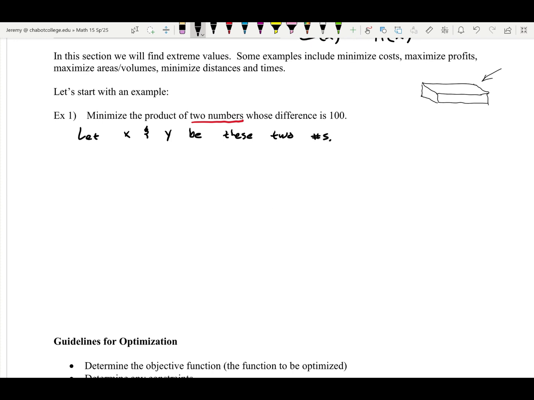And generally in these problems, we're given some piece of information or some kind of constraint on these variables, and then we're asked to do something. We're asked to complete some kind of objective. So the information, or the constraint, of this problem is that the difference of these two numbers is 100. And the objective, the thing that we're trying to do, is to minimize the product. So we want to find two numbers whose difference is 100, such that the product is the smallest. You multiply them together and you get the smallest possible output.